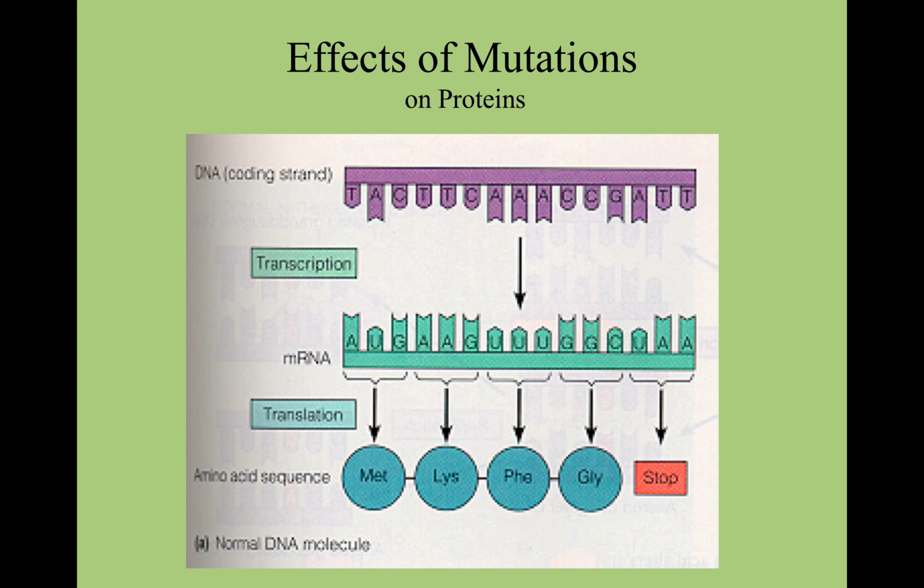All right, let's look at some specific examples here. Effects of mutations on proteins. This is the DNA sequence. This is the mRNA and amino acid sequence. This is what we're going to be comparing the remaining slides to. So here's where our change is. We have A to U, that's normal.